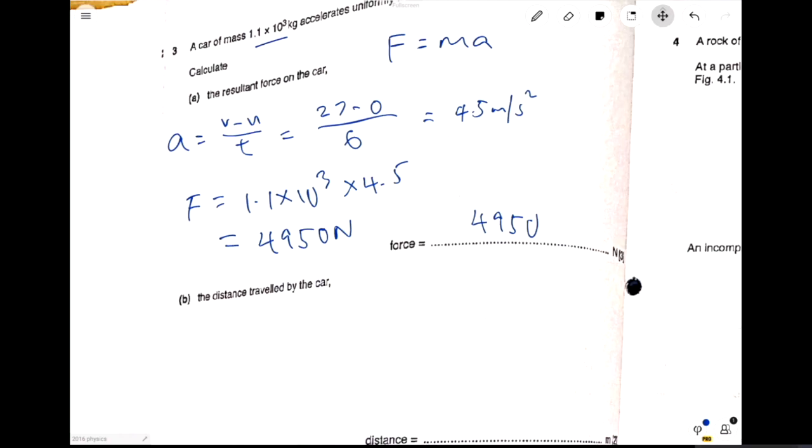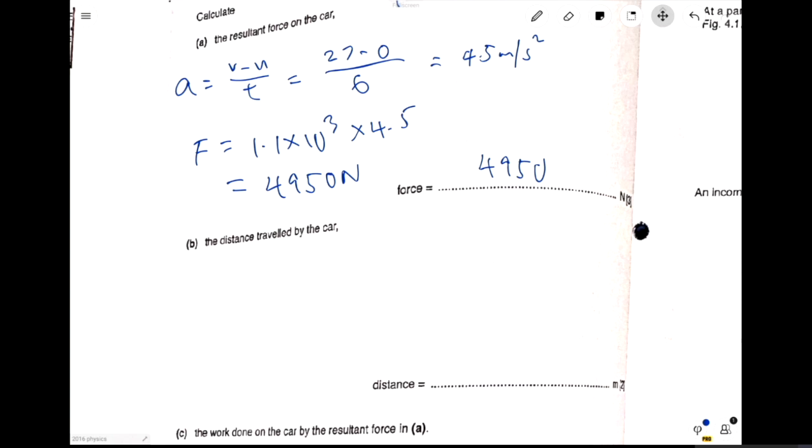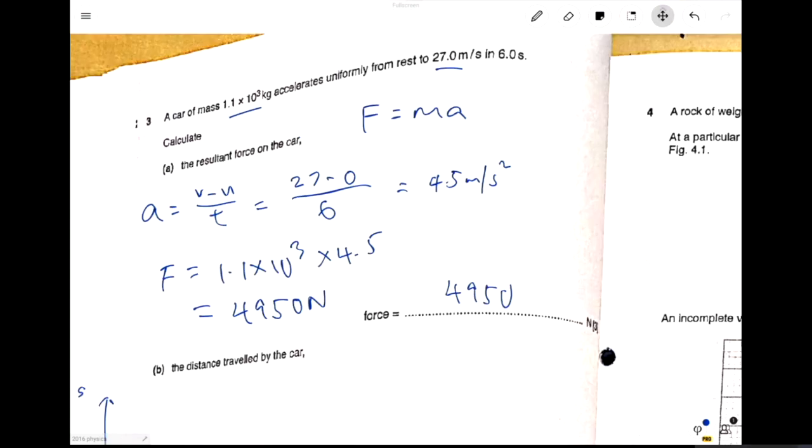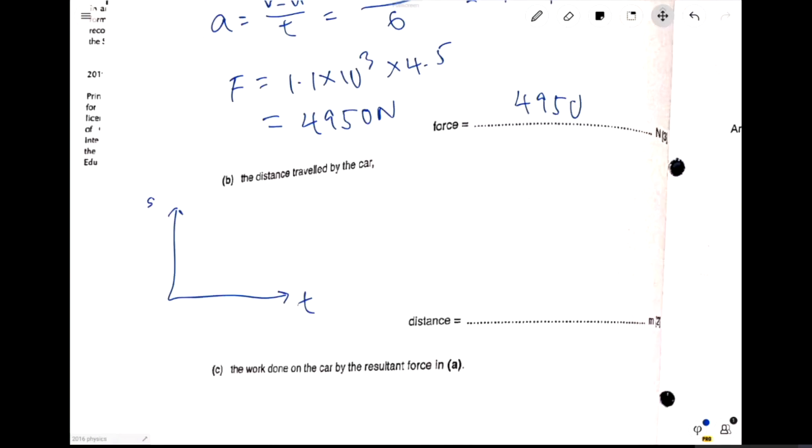The distance traveled by the car. Now, to find the distance traveled by the car, you have to imagine a speed-time graph. How does the car travel from 0 to 27 in 6 seconds? This is 6 seconds, right? So from 0 to, what was that?